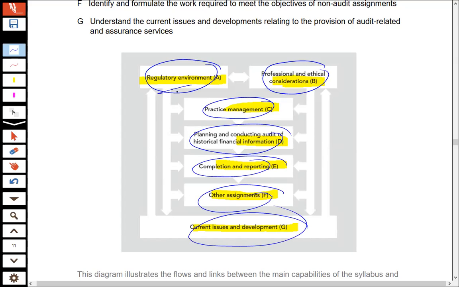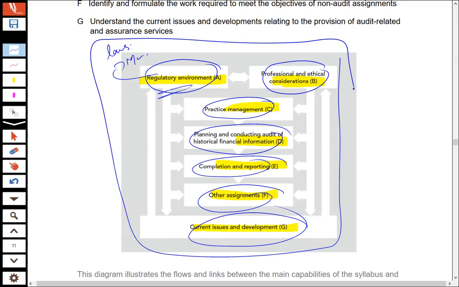Now part A is about the regulatory environment. In the regulatory environment, you would be studying what the laws are, and what the money laundering topic is. I think I should use my journal in which I usually write, so it will further clarify things, and I will be writing all these things. If you can scan these contents: regulatory environment, ethics, practice management, planning and conducting of the audit, completion and review, other assignments, current issues and developments.